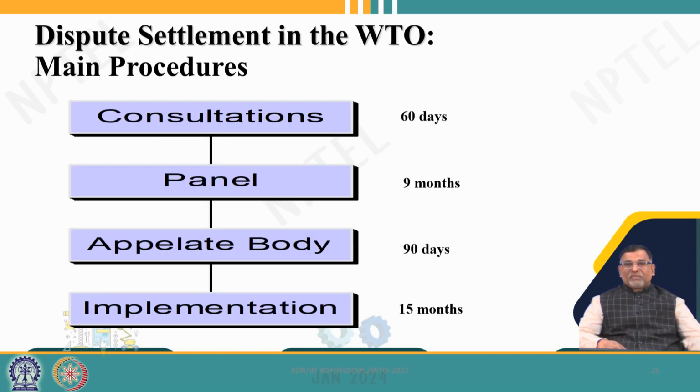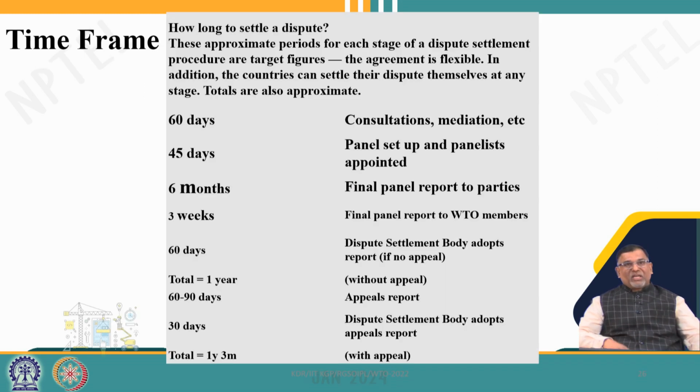So, there is a clear cut time frame for the main procedures: consultation 60 days, panel formation and working 9 months including reports, appellate body 90 days, only 3 months time. Then finally, the implementation period is 15 months. We already said that if there is any dispute with regard to the implementation period or non-implementation, there can be a review panel as well as arbitration, and we will see the provisions in detail.